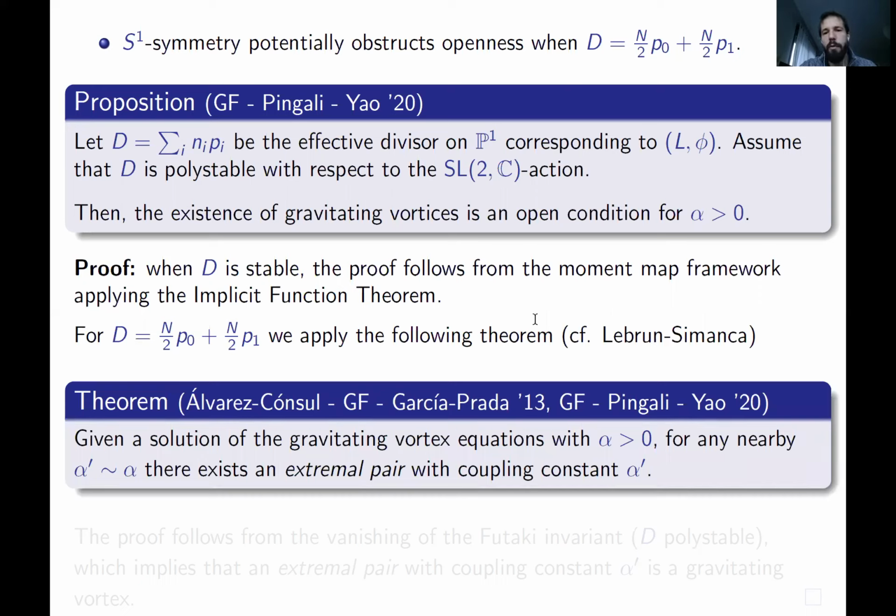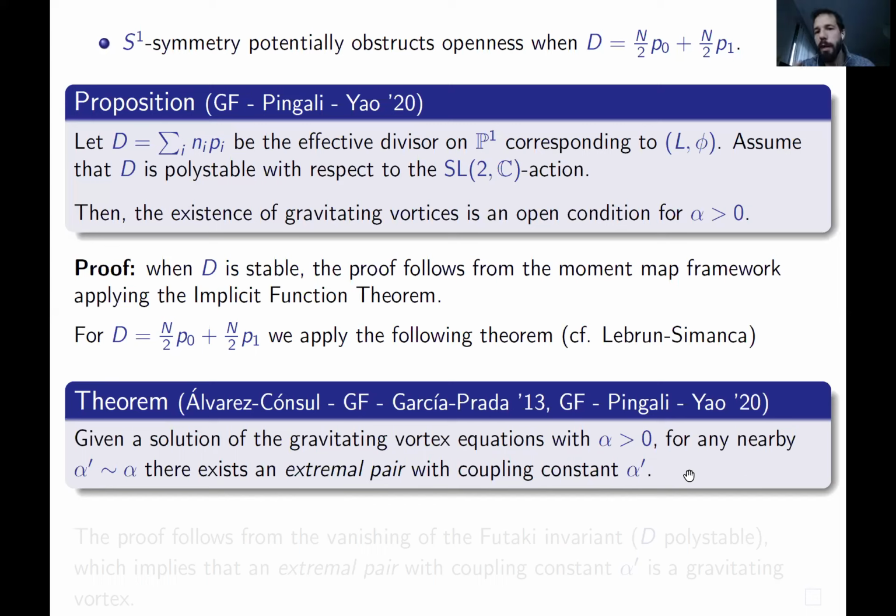Then we apply the following theorem, which can be compared with the so-called LeBrun-Simanca argument for constant scalar curvature Kähler metrics. What we proved in a paper jointly with Álvarez-Cónsul, García-Prada, and we adapt to the case of vortices in the paper with Pingali and Jabbusch, is that if you are given a solution of the gravitating vortex equations with alpha bigger than zero, any alpha, then if you take a nearby alpha prime, there exists a notion of extremal pair for this alpha prime, an extremal pair with this coupling constant alpha prime.